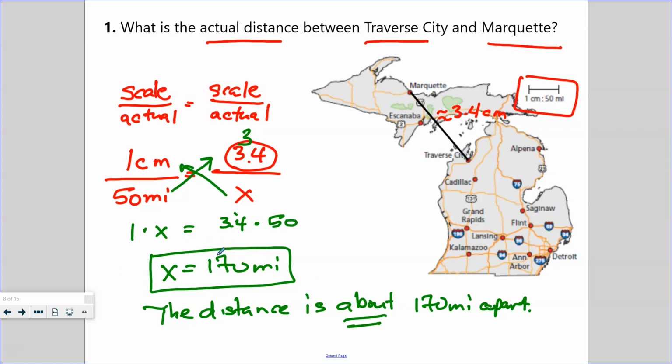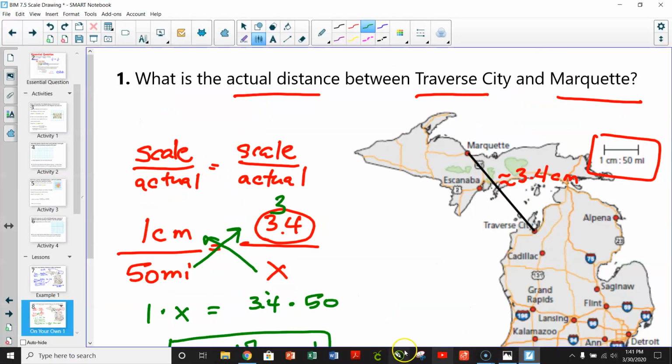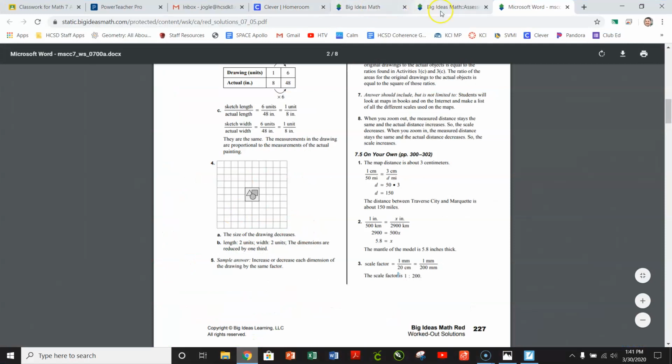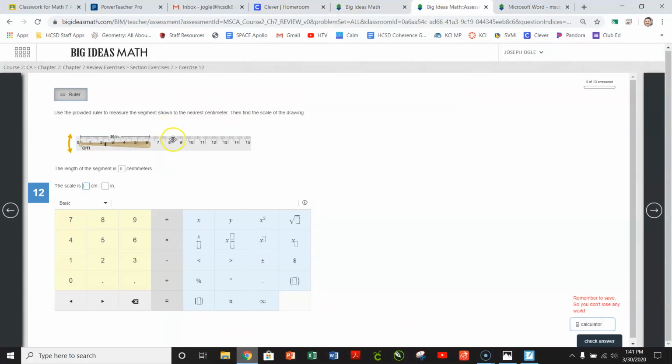And so in the BIM assignments, they'll actually provide you a ruler. So just make sure you try your best to match up that ruler. You can move it around the screen. In fact, I have one up right now. I can kind of show you that screen.